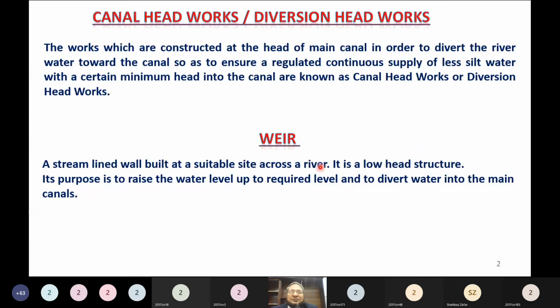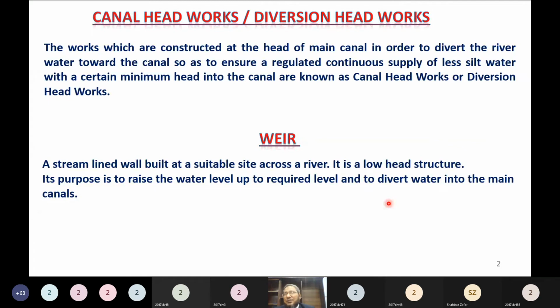Now come to the weir. What is a weir? We have studied weir in the subject of hydraulic engineering. It is a streamlined wall built across a channel, stream or river, and it is a low head structure. What is the purpose of a weir? Its purpose is to raise the water level up to the required level. And why do we want to raise the water level? To divert that water towards the main canals.